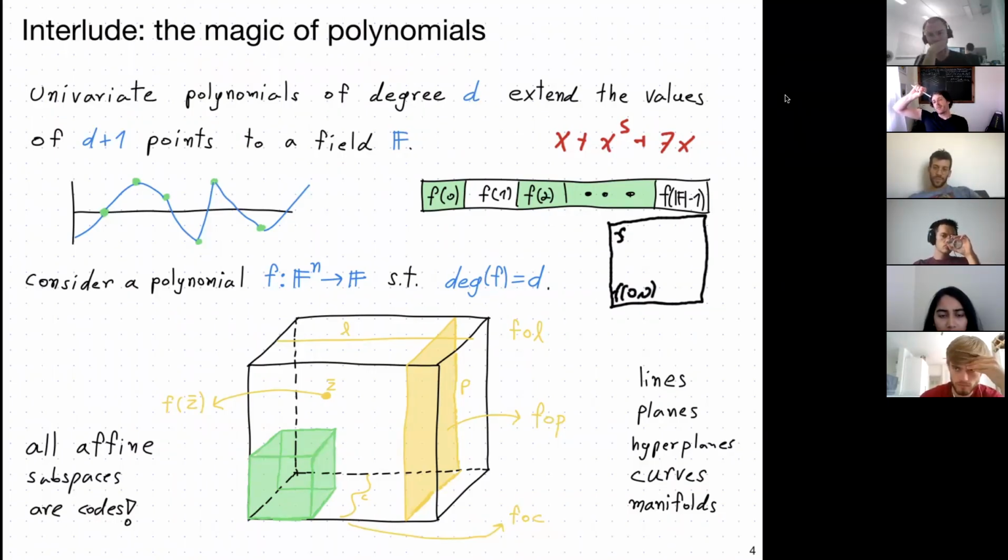Maybe this point is corrupted. So yes, let's just take a random line through that point. But maybe the line is problematic, so let's take a plane, and maybe we want to capture several points at one time, so let's take some curve and interpolate, and so on and so forth. And we'll do lots of interesting things with that.